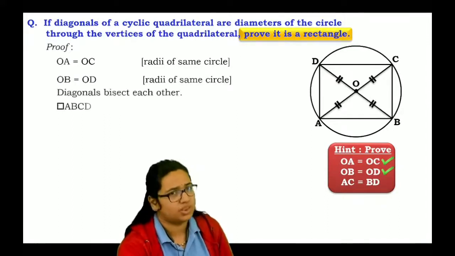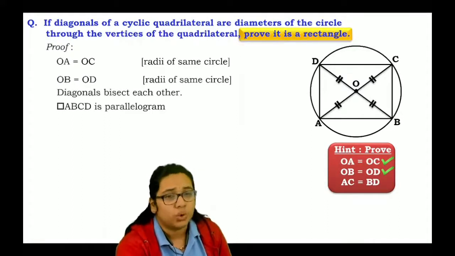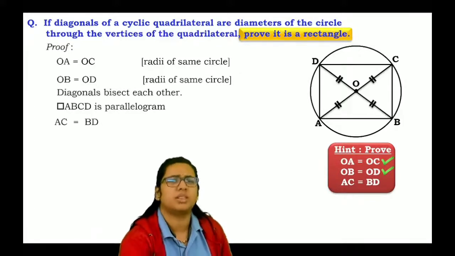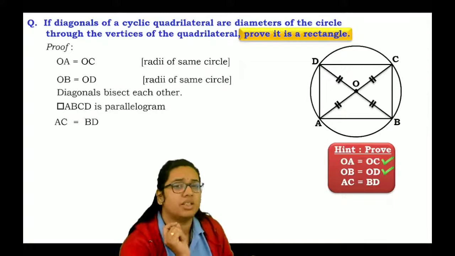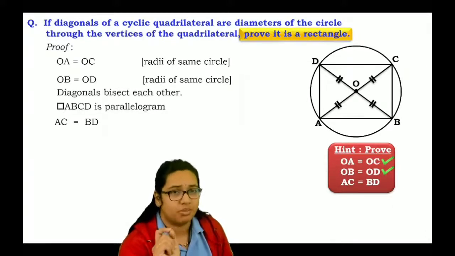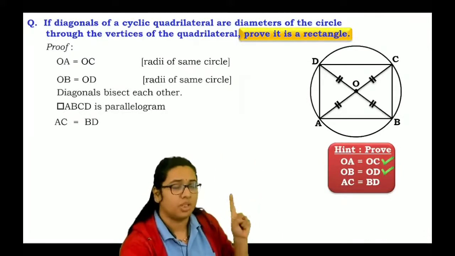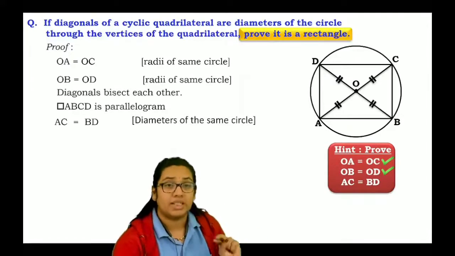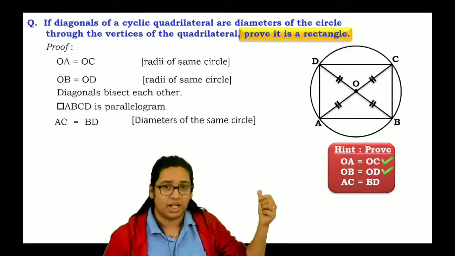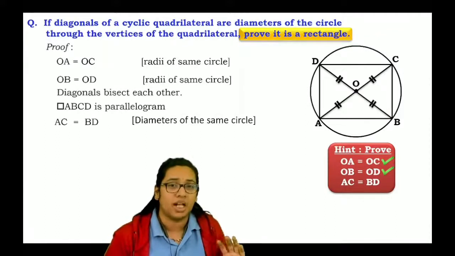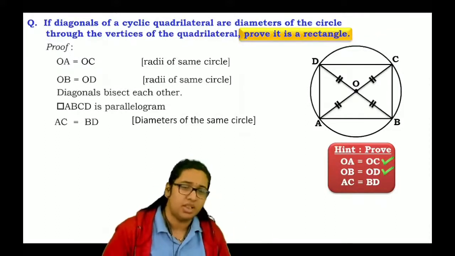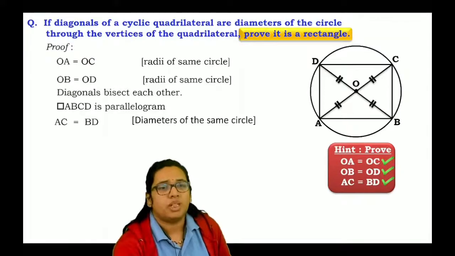OA equals OC, OB equals OD. Hence diagonals bisect each other. If diagonals bisect each other, then that quadrilateral ABCD will be a parallelogram. It will be the first case. And the second thing is that AC and BD are nothing but diameters of the same circle, so obviously they will be equal.